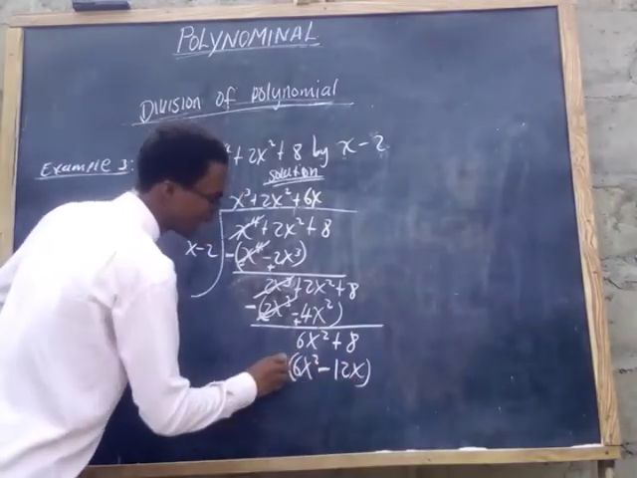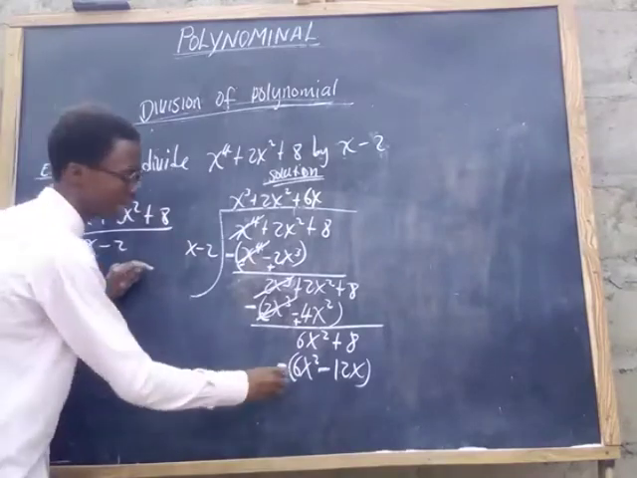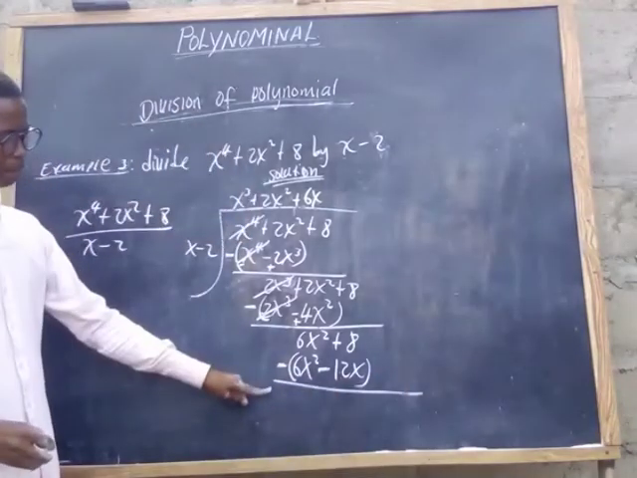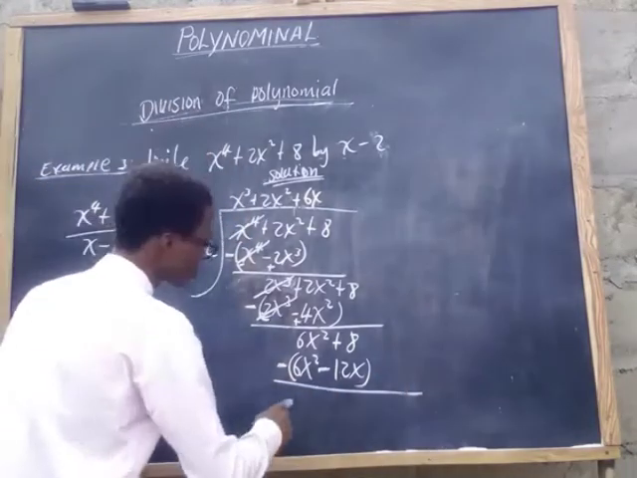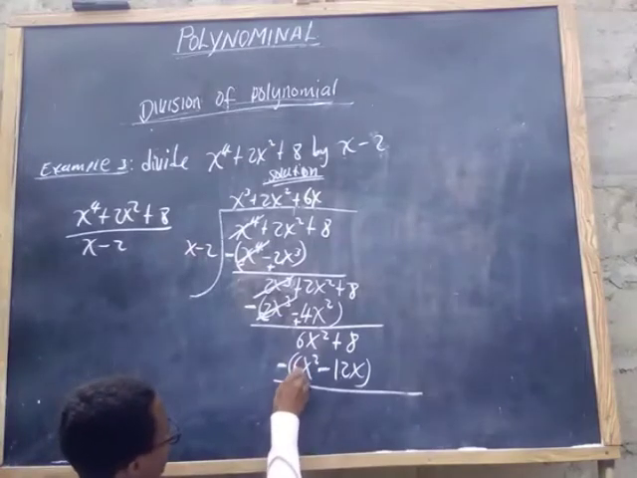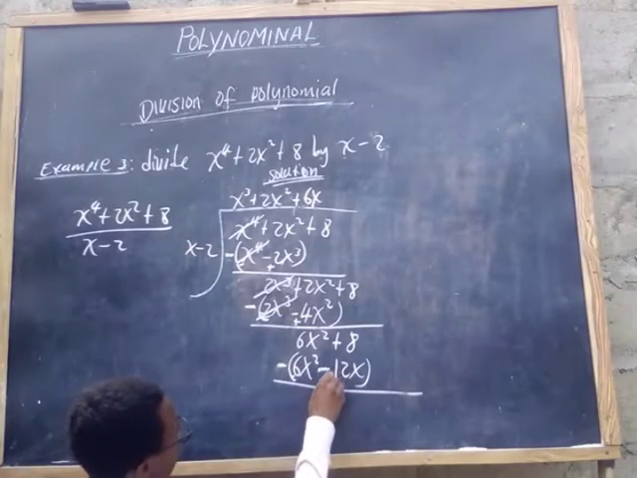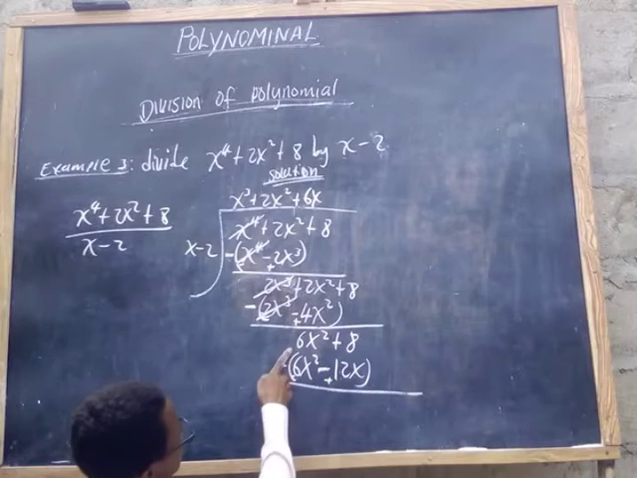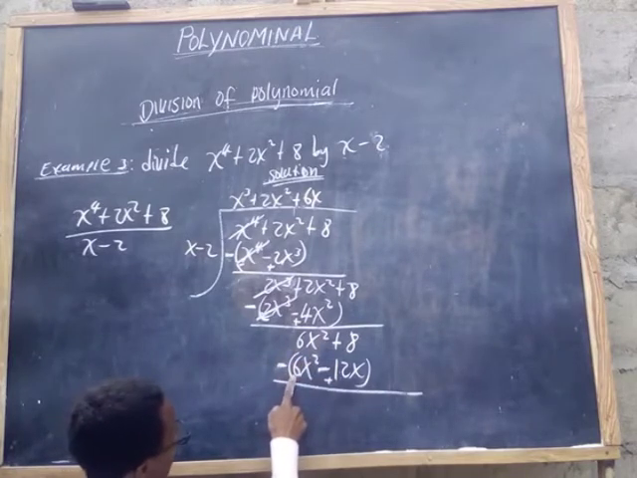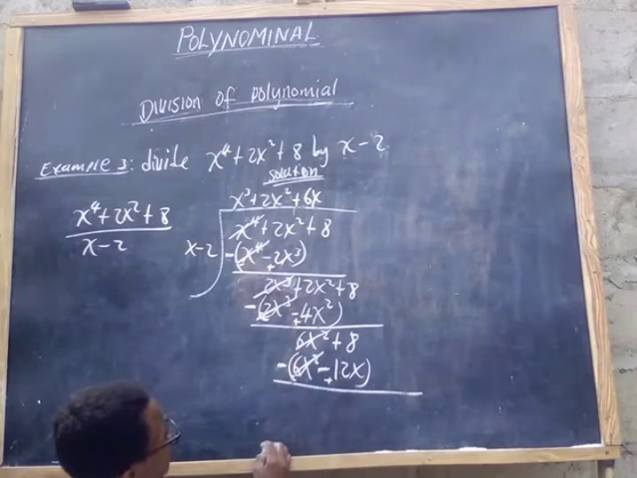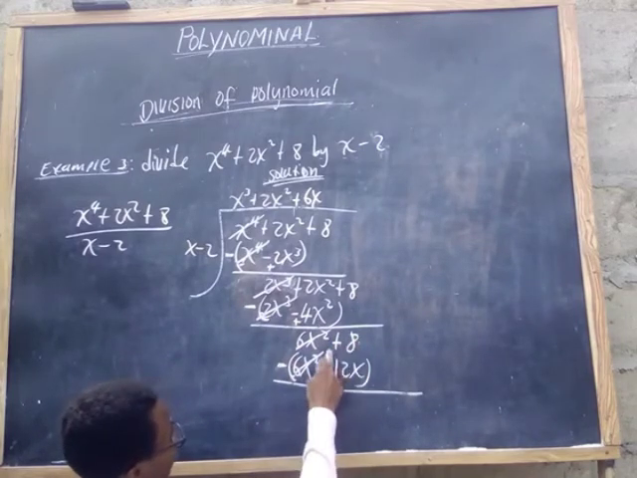From there you bracket it, put the negative sign, then you draw the division line. Now you go. Minus times plus is minus. Minus times minus is plus. Now 6x square minus 6x square is 0. Anything you are subtracting, the same thing is 0. Right? Now what's next? 8 plus 8.